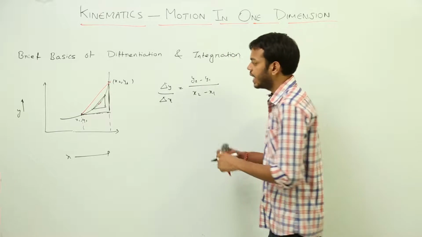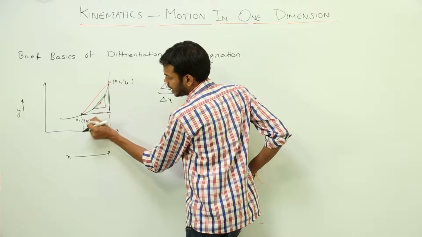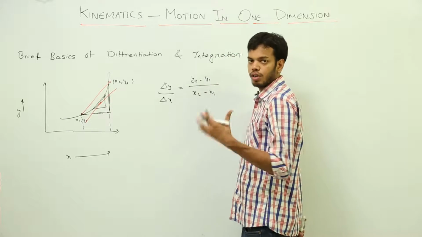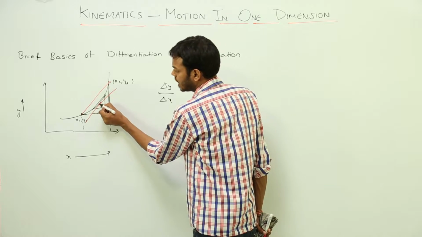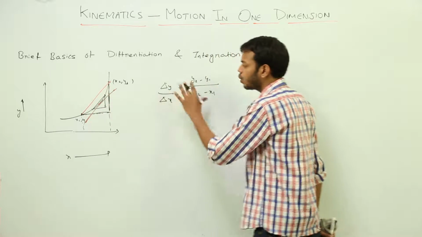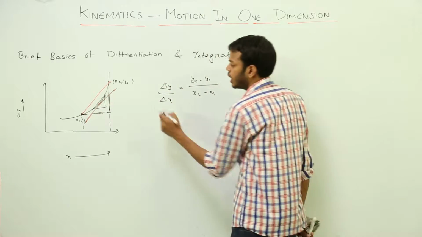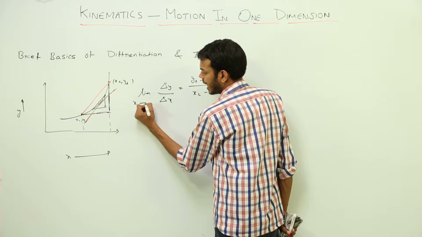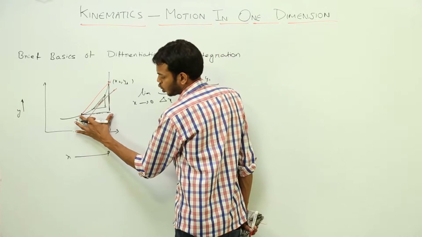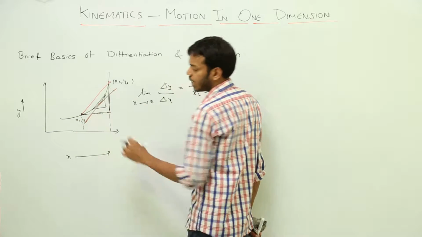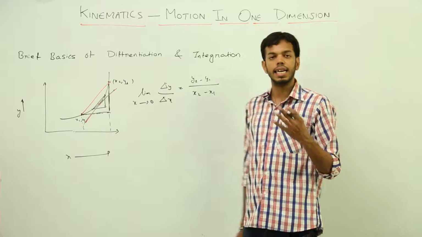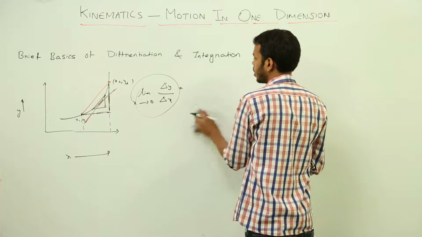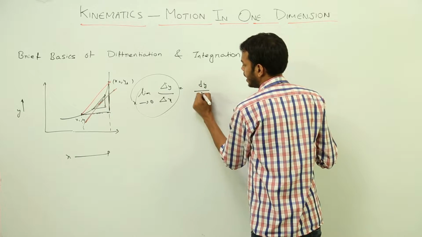What will that give me? That will give me the tangent at that point actually, and the slope of the tangent is what I'll get if I do change in y upon change in x. So if I put a limit, delta y over delta x, as delta x tends to 0, that means I'm shortening this length up to the last possible value, then I'll get the slope of the tangent. This thing is actually called differentiation, which is dy upon dx.